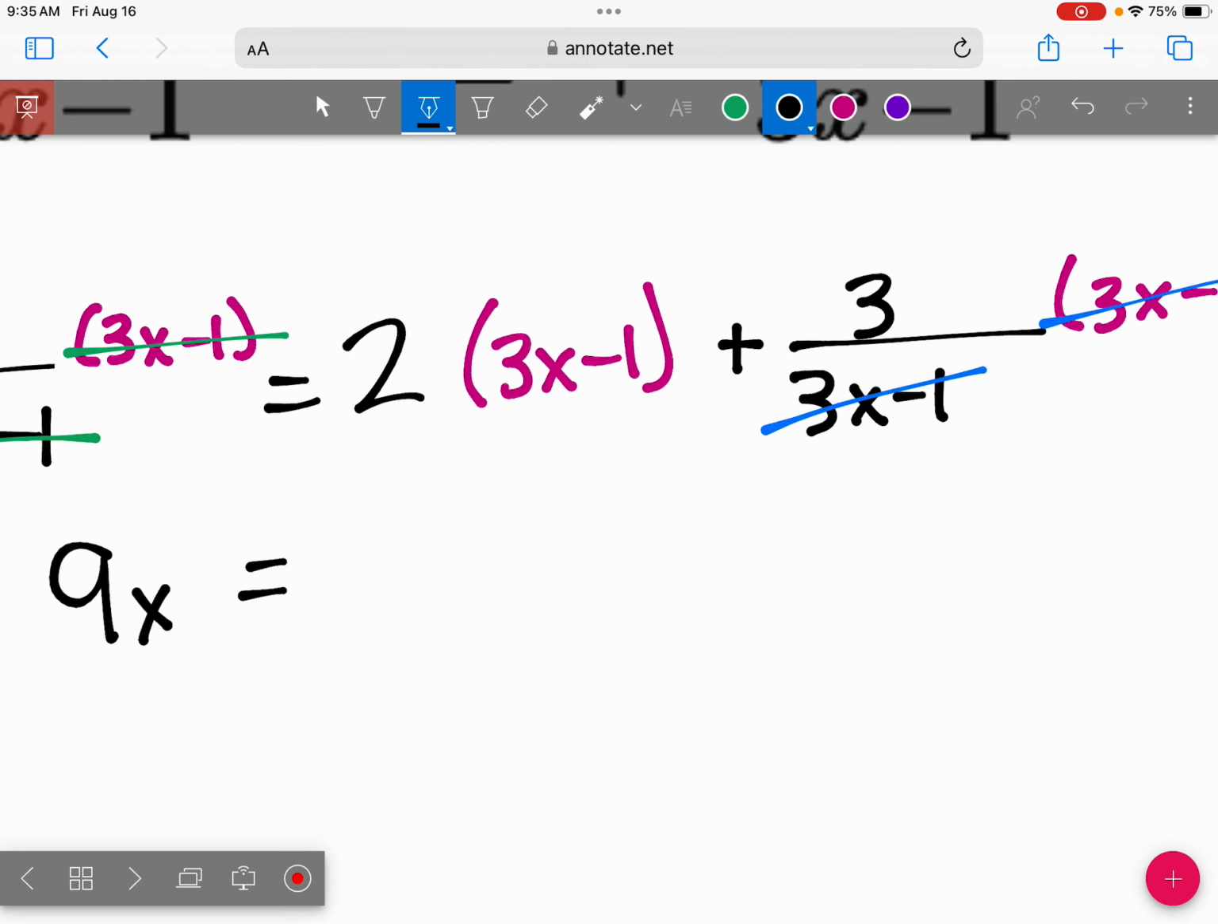Our right-hand side, we're going to do this multiplication with the 2 and my only remaining 3x minus 1. So we're going to have our 6x minus 2 plus 3. Looks a whole lot less gross when it's not a fraction.